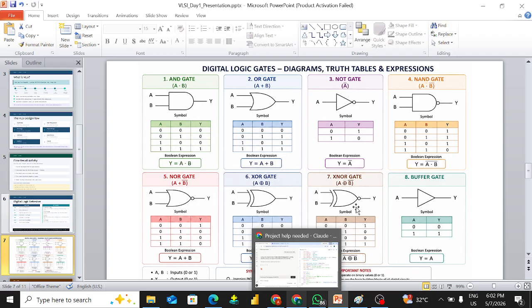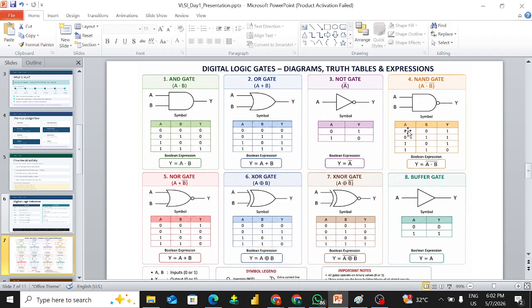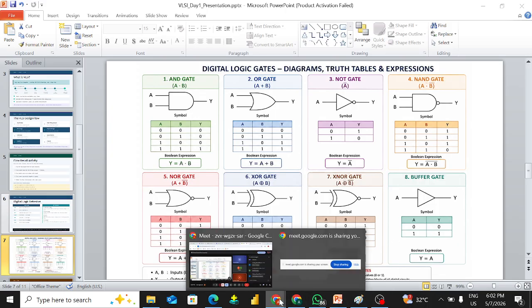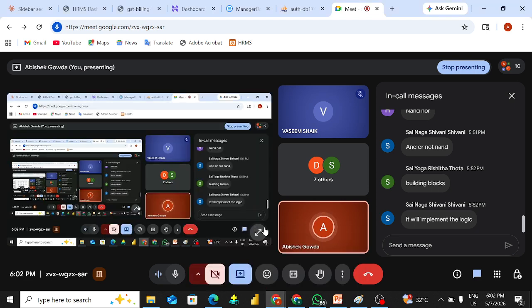See here, you guys can see the truth table, right? What will be the operation of A and B for AND? Put that in chat, okay? If A is equal to 0, B is equal to 0, what will be the output for the AND gate?